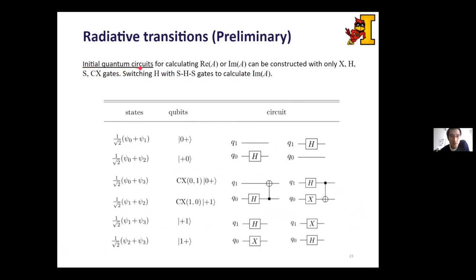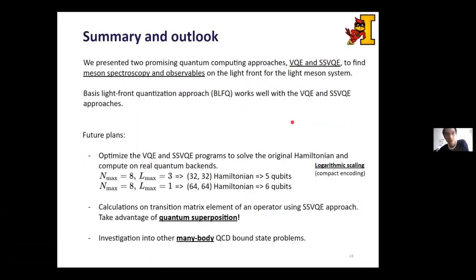So the initial quantum circuit, for example, to calculate the real part is listed here. Basically, you will only need the X and the Hadamard and the S and the control X gates to compute that. And if you want to compute the imaginary part, you just need to switch the Hadamard with SHS gates. So here's a summary of our recent work.